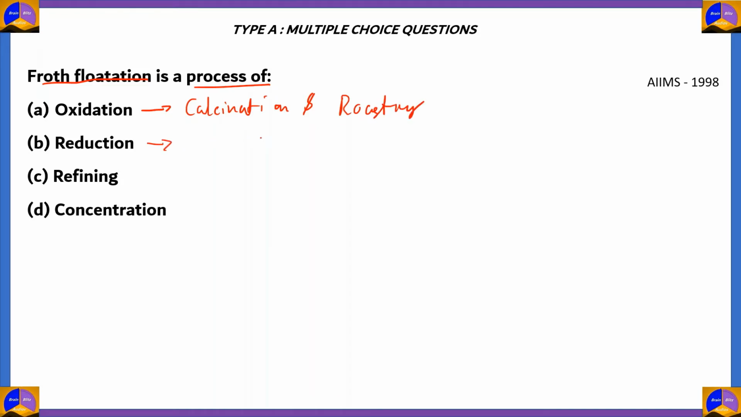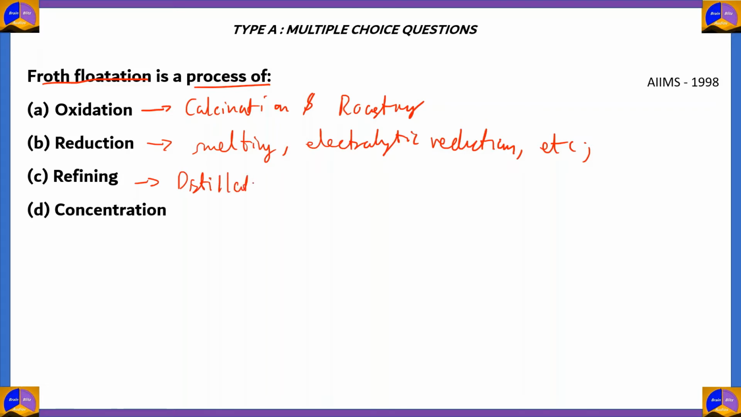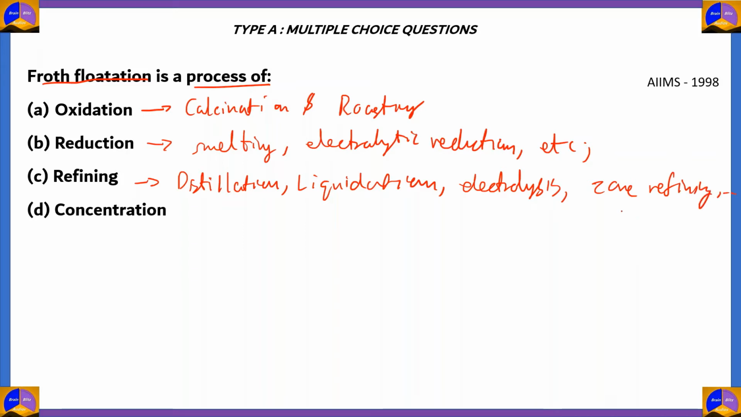When it comes to reduction, we have processes such as smelting, electrolytic reduction, etc. When it comes to refining, we have processes such as distillation, liquidation, and then we have further electrolysis, and then we have zone refining, etc. And we have chromatography, vapor phase refining as well.